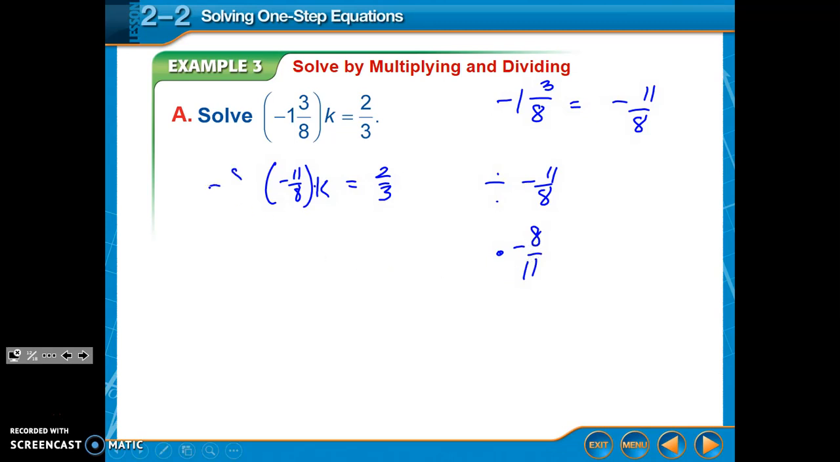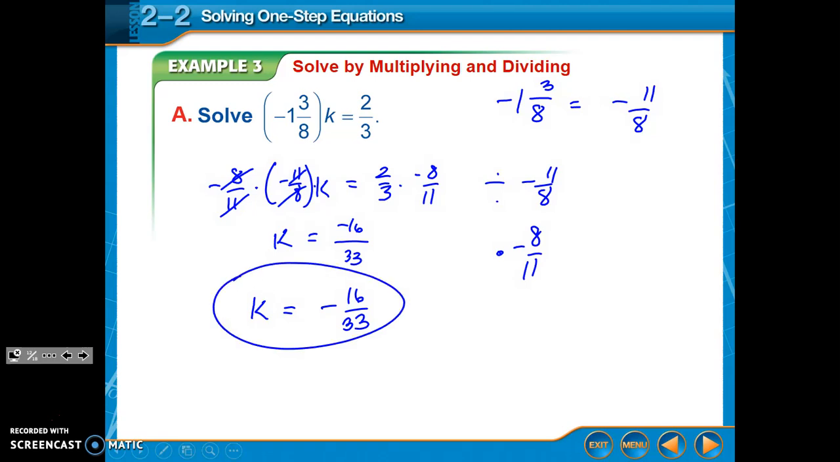So if I do that, negative 8 over 11 to both sides of the equation, I'm just going to simplify these. So now when I multiply these together, those 11s cancel each other out and those negative 8s cancel each other out. So I end up getting 1k or just k. And over here, I'm going to multiply my numerators. 2 times negative 8 is negative 16. And my denominator is 3 times 11 is 33. So I get at the end, k is equal to negative 16 over 33. And that's your final answer.